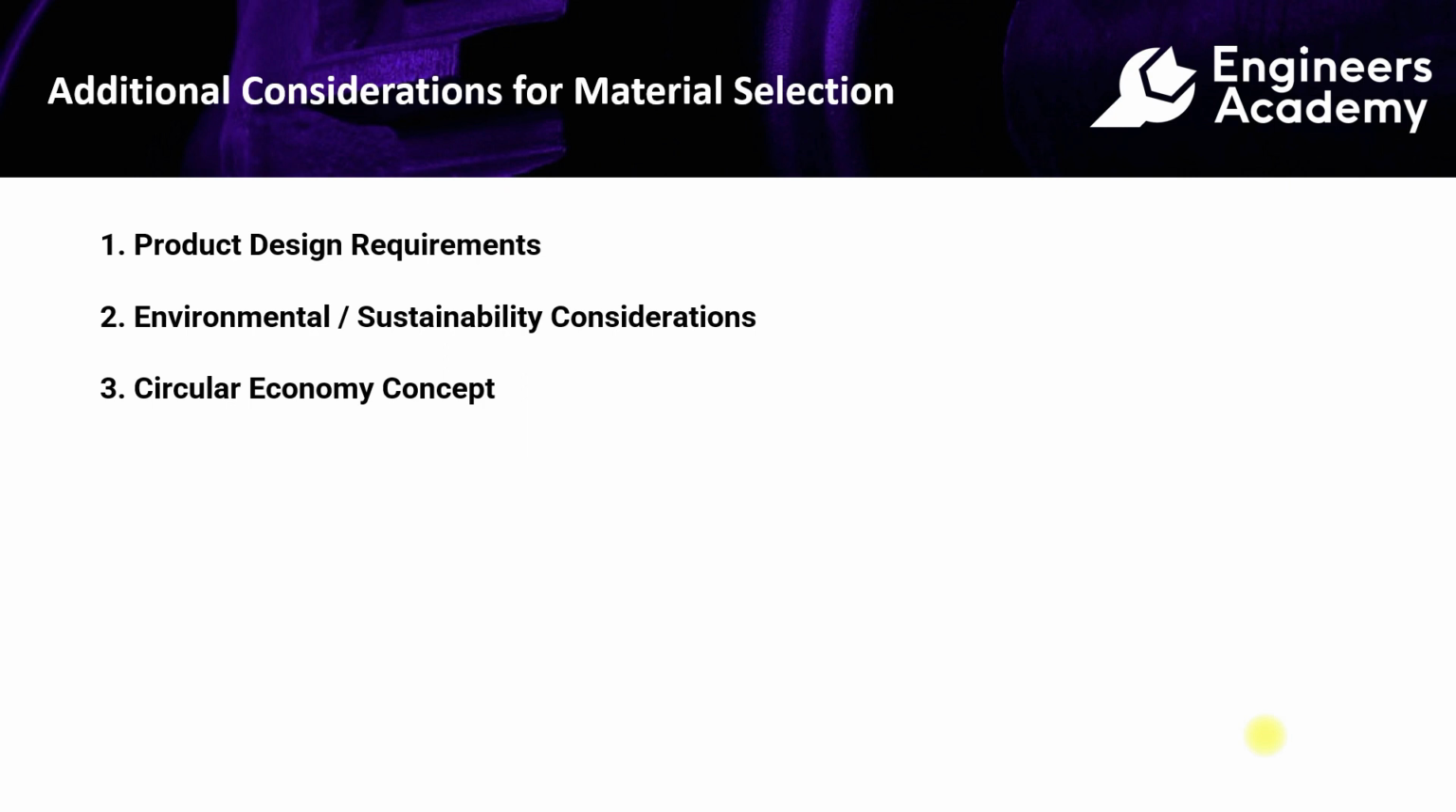In this video tutorial, we're going to look at some additional considerations relating to material selection. In particular, we're going to talk about product design requirements. We're going to consider environmental and sustainability considerations. And then we're going to talk about a concept called the circular economy concept.